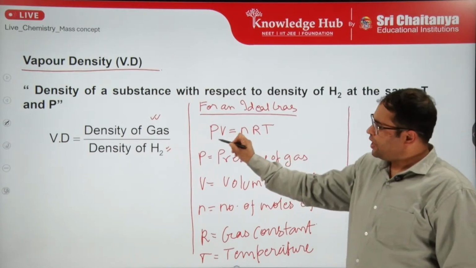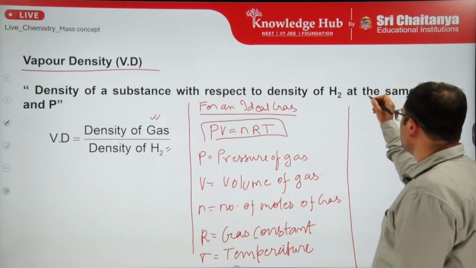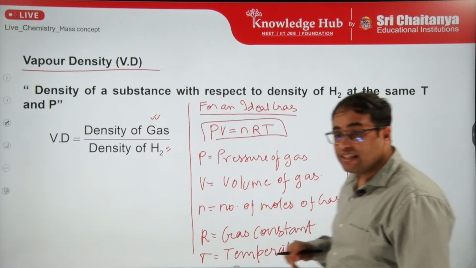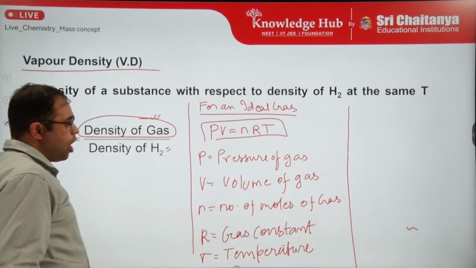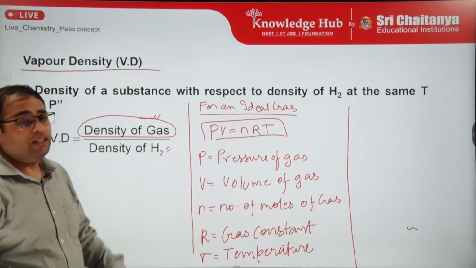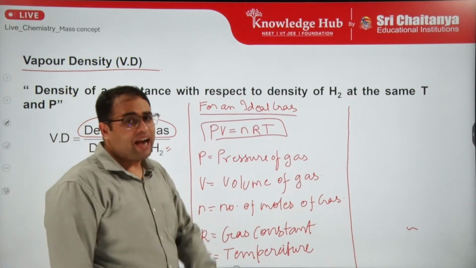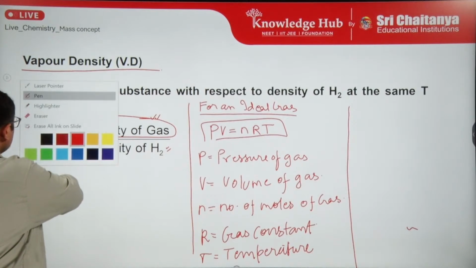Now from this equation, we have to derive an equation for what? An equation for density of gas, this part. How we will do that? First note this down and let me get you through that derivation as well.